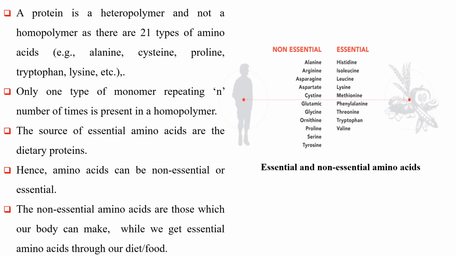The source of essential amino acids are the dietary proteins. Hence, amino acids can be non-essential or essential. The non-essential amino acids are those which our body can make, while we get essential amino acids through our diet or food.